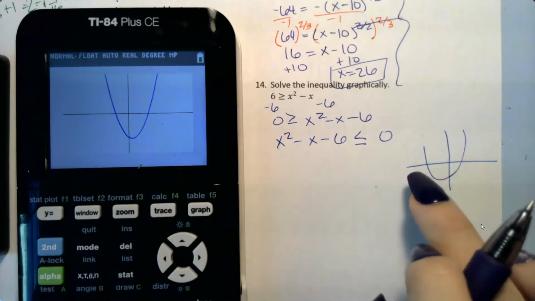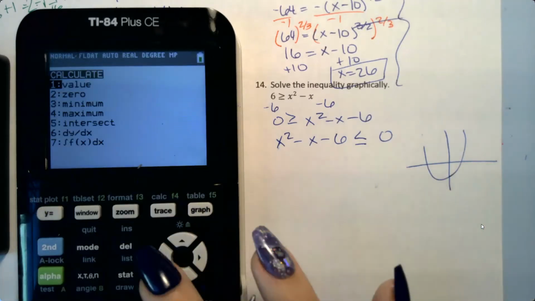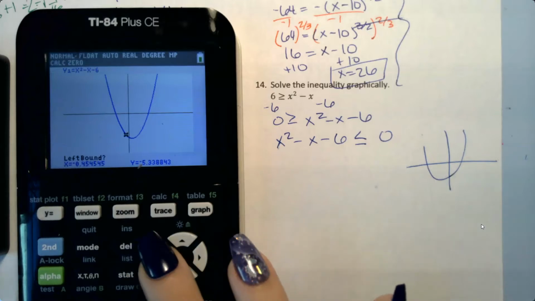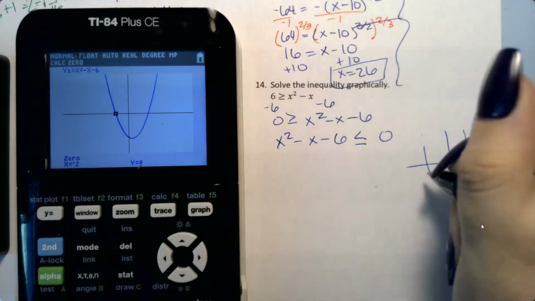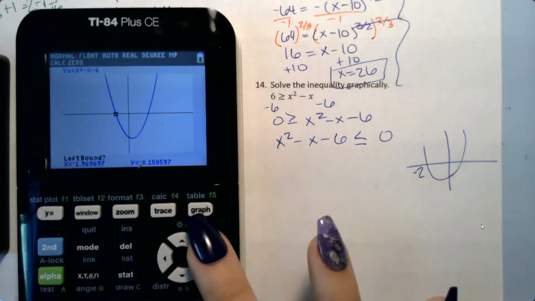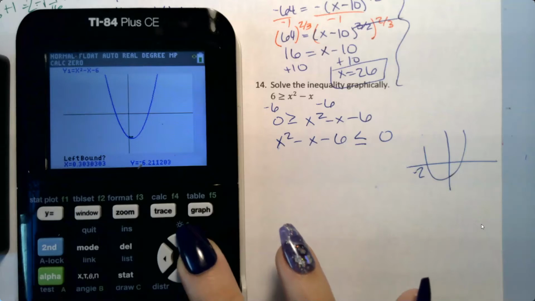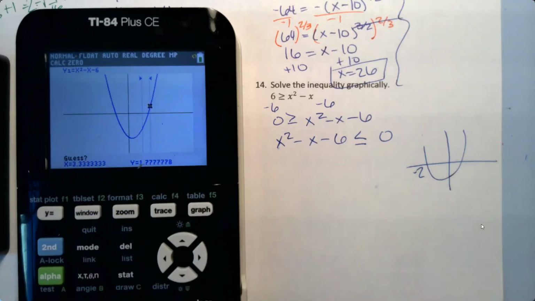Then I want to find the 0 here and right here. So I'm going to go second, trace. I'm going to find my 0 on that left side. So I want to go to the left side of that first 0, press enter, cross the x-axis, press enter twice. That one is negative 2. Then I'm going to do the same thing for the one on the right side. This time the left side is underneath, so I'm going to press enter, arrow over to the right, press enter twice. This one is positive 3.